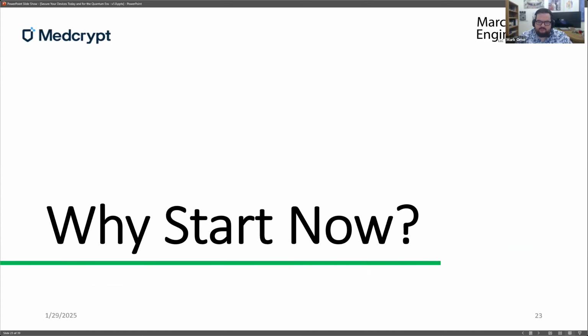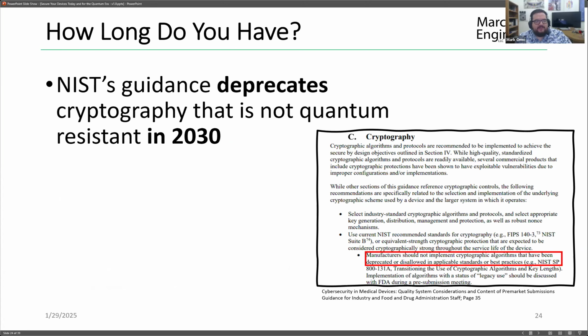And one of the big things is, why are we talking about it now? Quantum computers are still these big science experiments that are doing interesting things for physicists, but it's not like I can go buy one off the shelf. Maybe if you have a lot of money and a very large facility. But NIST's guidance deprecates cryptography that's not quantum resistant by 2030.